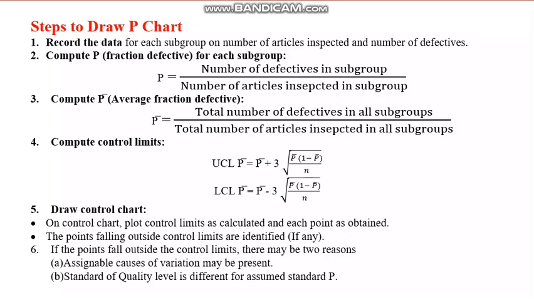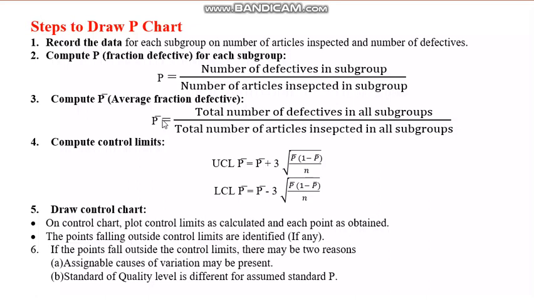Now the third step. Now you have to calculate the average fraction defective, that means P bar. In the second step we are calculating only P. In the third step we are calculating P bar. For a chart, how many P's will you be calculating? As many as the samples are. How many P bars will you be calculating? Only one. You understand? We are going to calculate only one P bar. But how many P's? However many subgroups there are, so many P's we will be calculating.